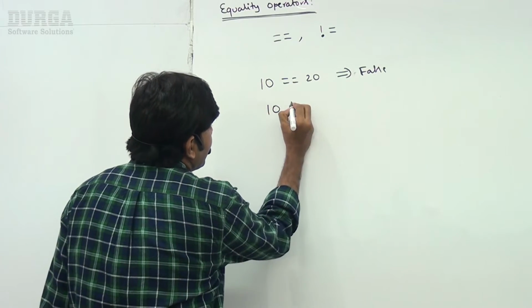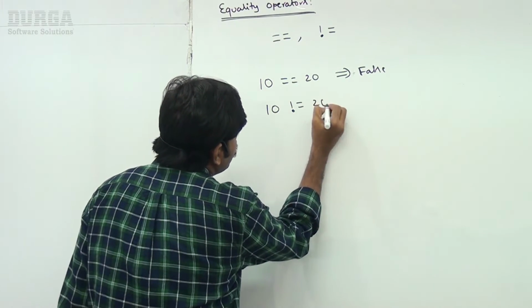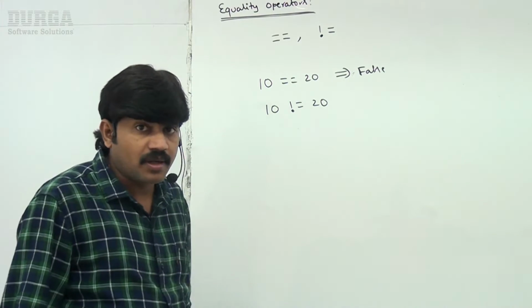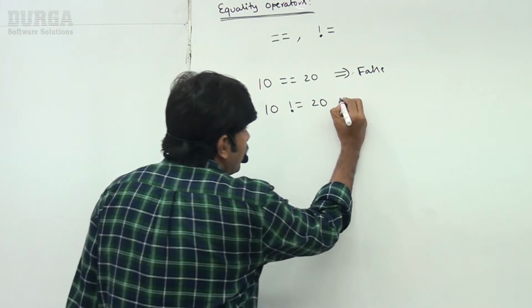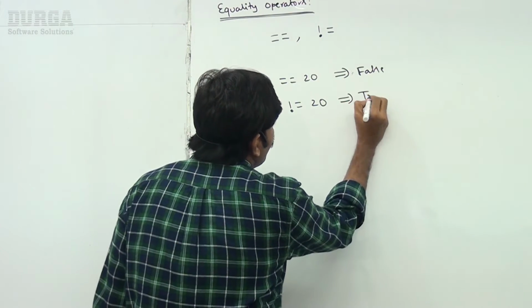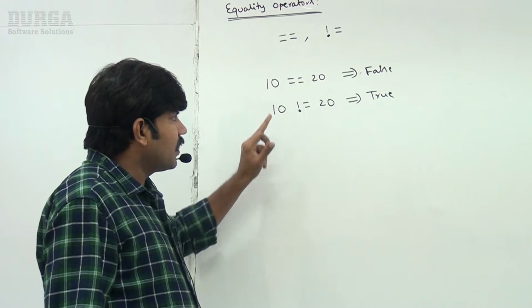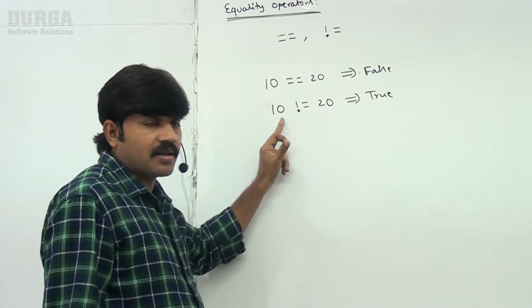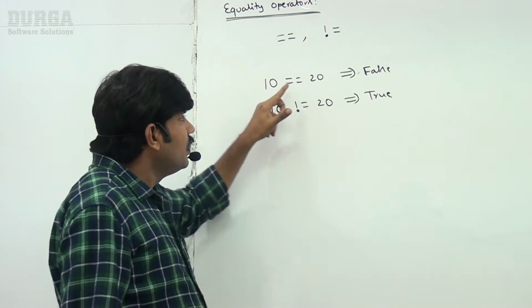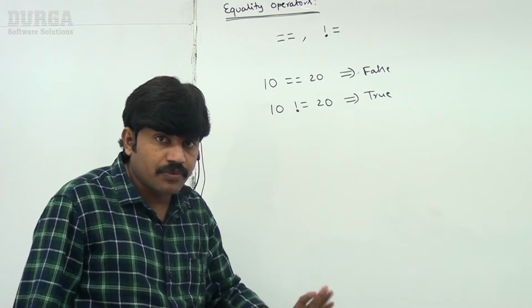Here if I take 10 not equal to 20, 10 and 20 are not equal. That's why true is the answer we are going to get. So observe: these are not equal, that's why true. These are equal, that's why false. That is the answer we are going to get.